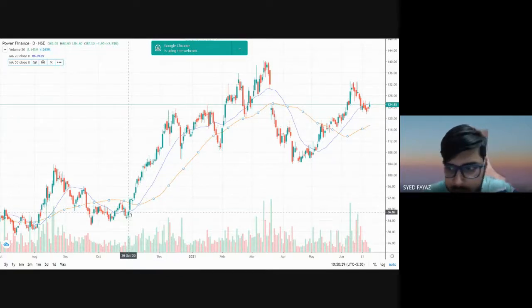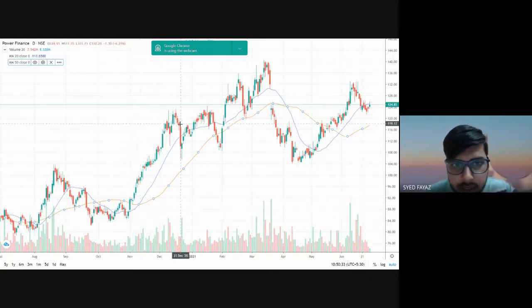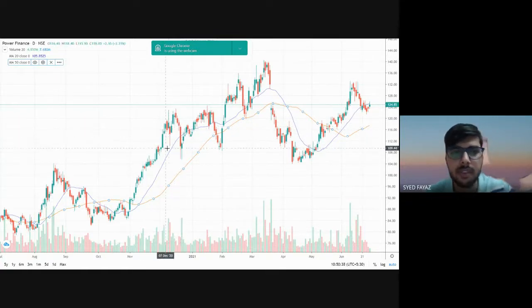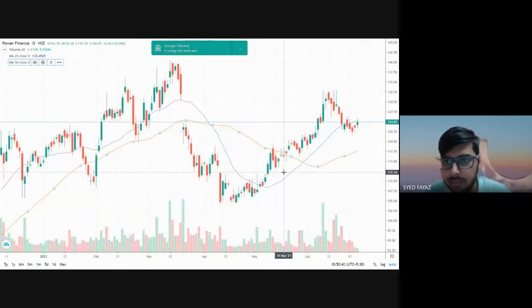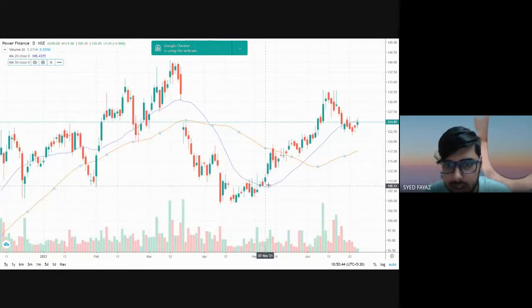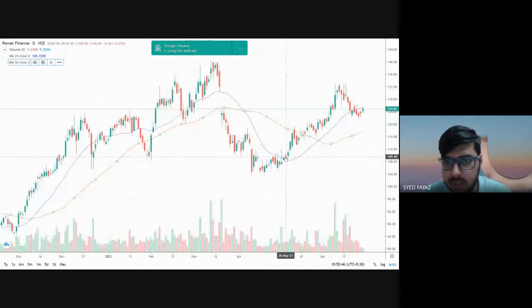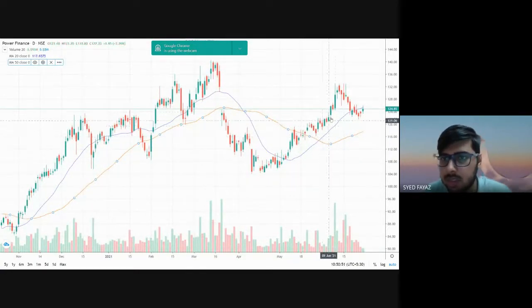From the level of 87 to 117 would be the profit which the trader would have gained from this. And similarly, now again the stock has crossed the 20 days moving average, and again it has crossed the 50 days moving average. But again, here we can see a standalone hammer followed by a bearish engulfing.